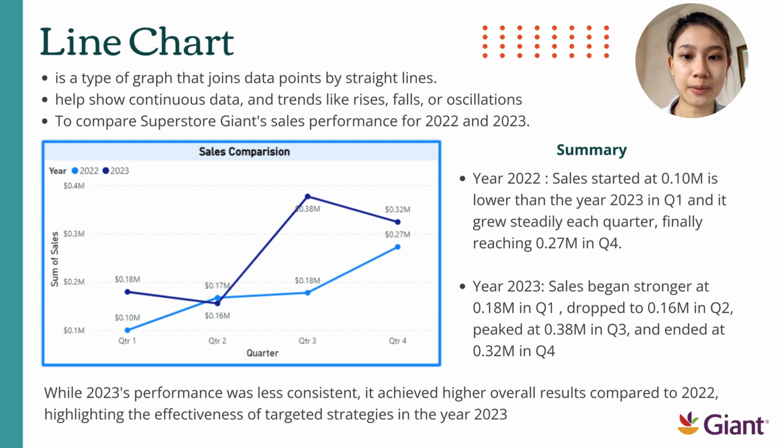The 2022 is the light blue line. The sales start at 0.1 million, which is lower than the year 2023 in quarter 1, and grow steadily each quarter, finally reaching 0.27 million in quarter 4.